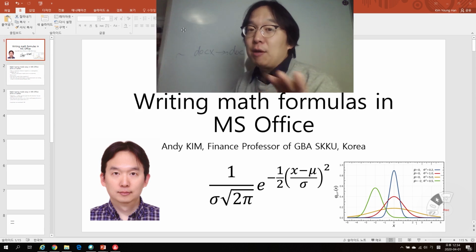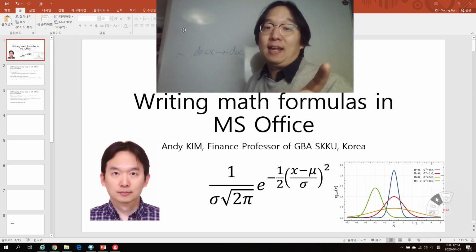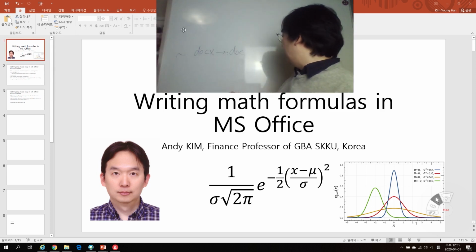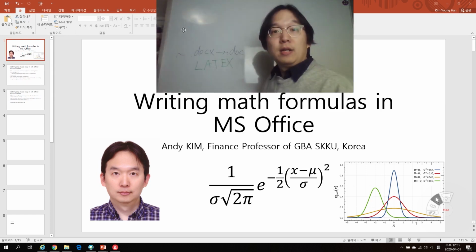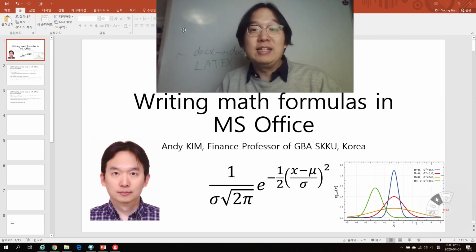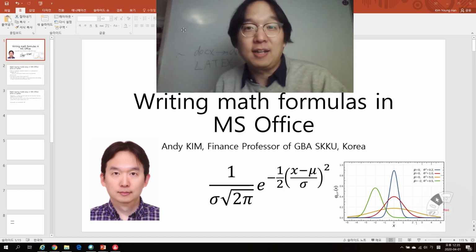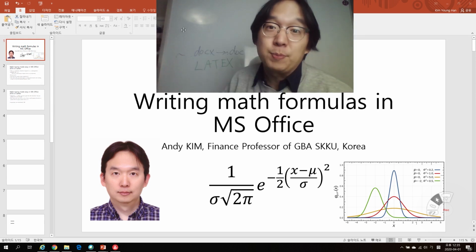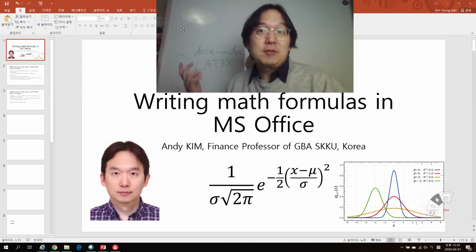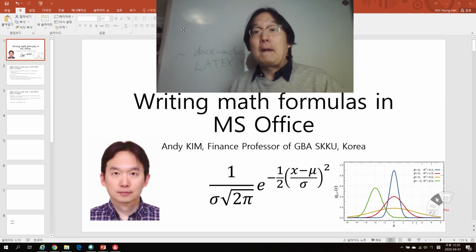Previously, before 2010, engineering guys have been using something called LaTeX. Some of them say latex, but its formal pronunciation is LaTeX, from Deutschland. Why? Because it was invented by German people. It is a kind of word processing software that enables you to type mathematics nicely.